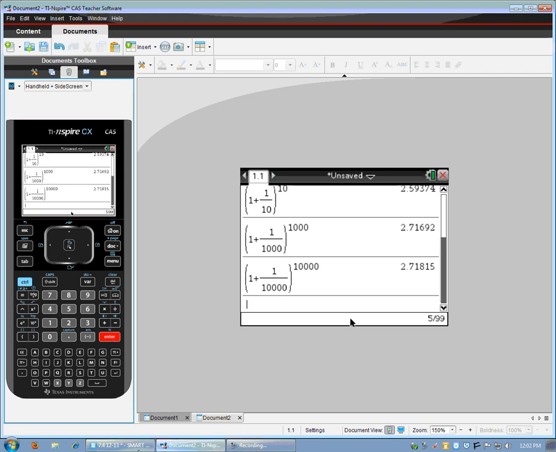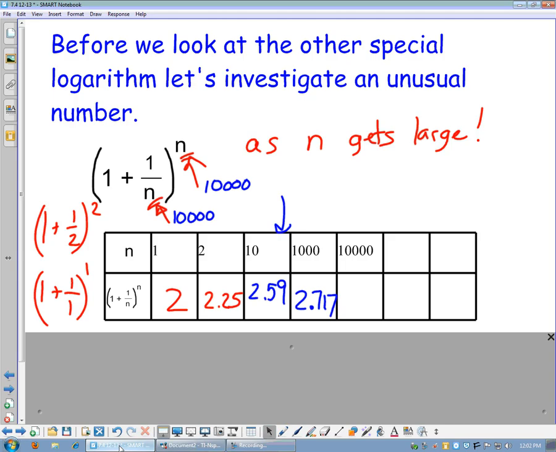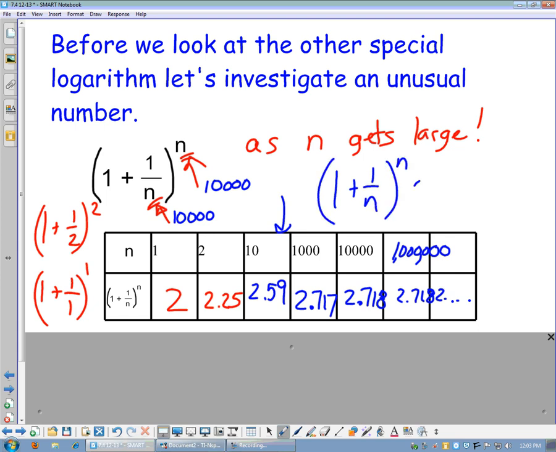If you try bigger and bigger numbers, you're going to see that it's approaching one number that is approximately 2.78 something. So in other words, if you picked 1,000,000, it's going to be 2.7182 something something, but it's approaching 2.718. So as n gets large, 1 plus 1 over n to the n is approximately equal to 2.718.